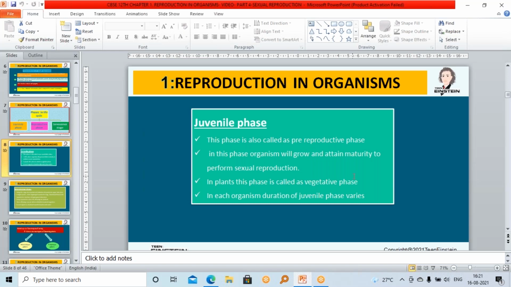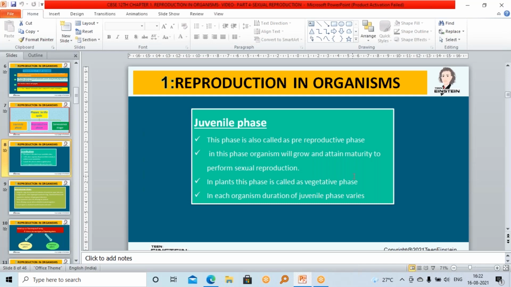So in plants this stage is called the vegetative phase. In plants, which stages are there? The vegetative phase and the reproductive phase are there. Then in plants you can also see senescence, or plant death. So in plants, the juvenile phase is called the vegetative phase, and the duration of this juvenile phase is different in different organisms. It varies from organism to organism.